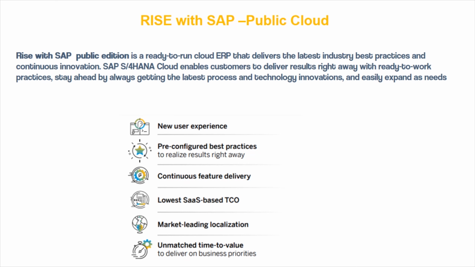The product is also evolving with continuous innovations. Besides this, some automation processes are also supported in public cloud. The features are pre-configured best practices, and this is the lowest SaaS-based TCO. Then there is market-leading localization, which means country-specific localization is available. It is cost effective, and the business benefits can be realized as per the customer requirements with priority level.